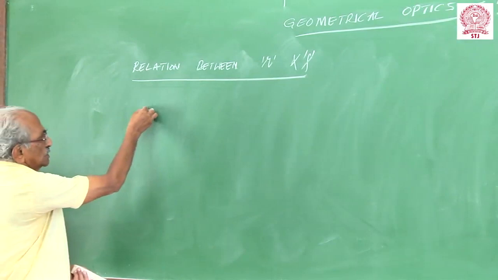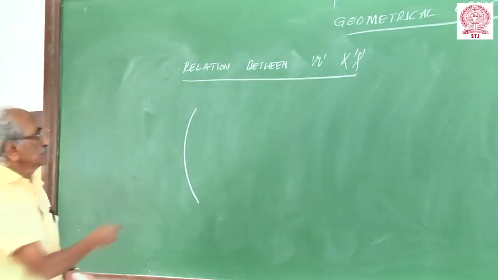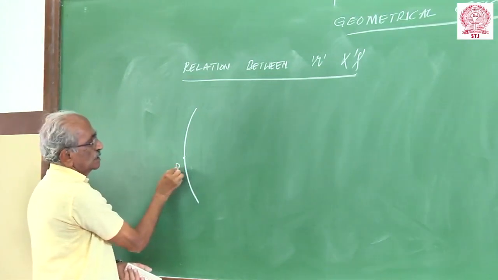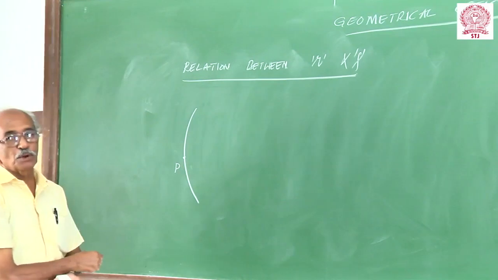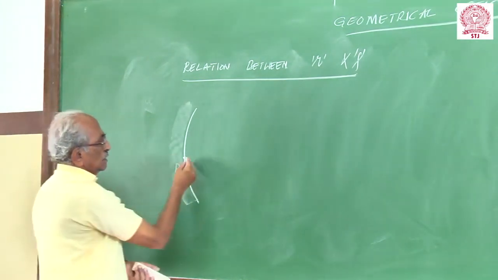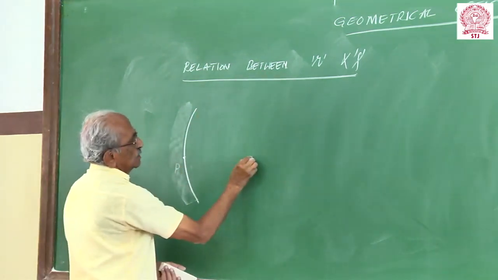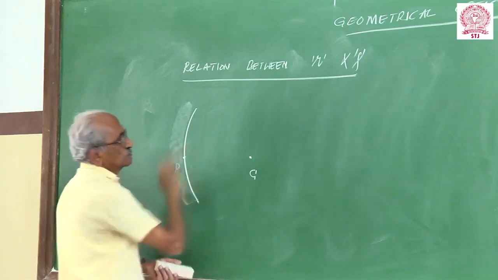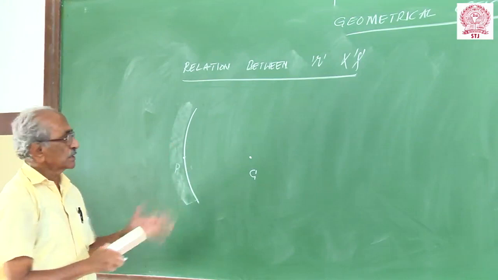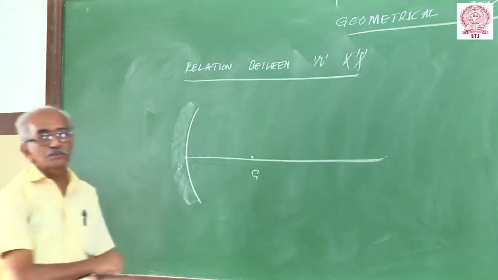Now let's suppose a concave mirror. The moment I draw the mirror, I must mark the fixed point, the pole. This is the back of the mirror. This is part of a sphere whose center is here. Therefore, this is the center of curvature. Once I draw the mirror, these 2 points can be located. This is the principal axis.